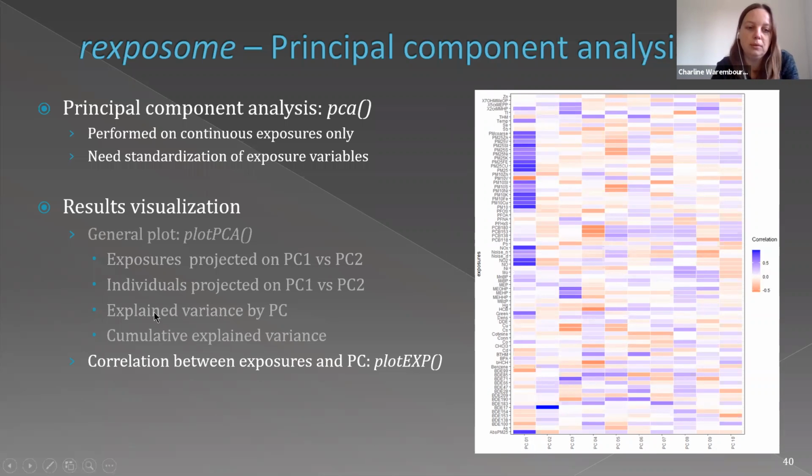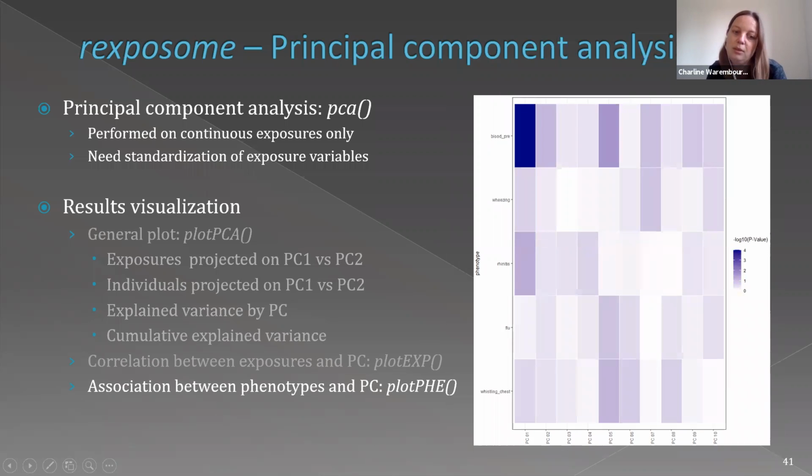You can also see the correlation between each exposure and the principal components, and the association between the variables that are included in your phenotype files, so the outcome and potentially the covariates, against the principal components. So here we can detect that there's probably an association between the first principal component and blood pressure and maybe rhinitis. But this is really for visual information.